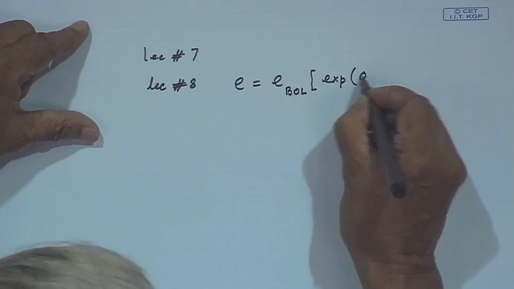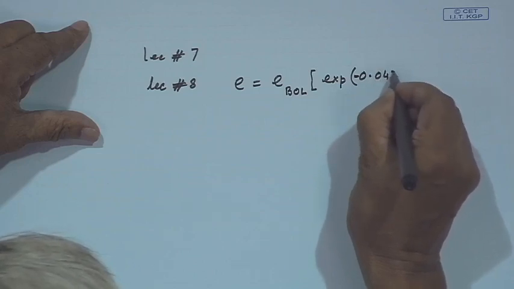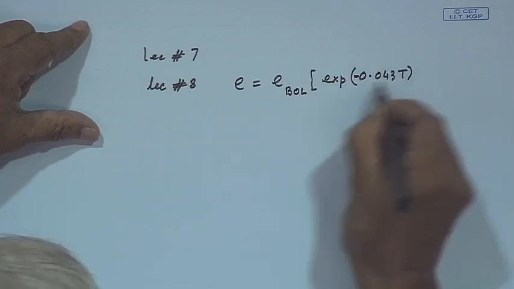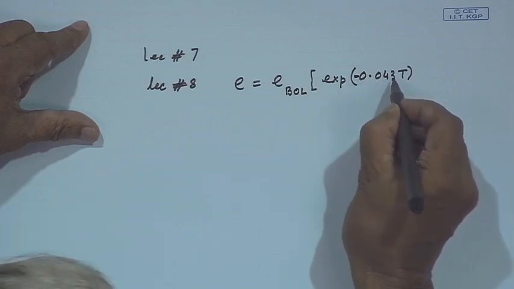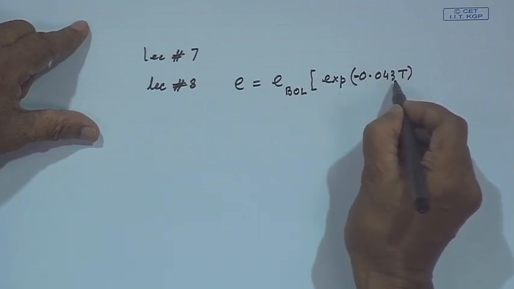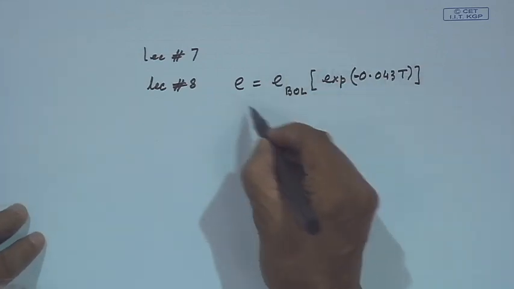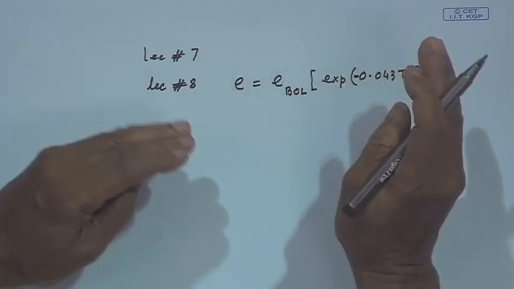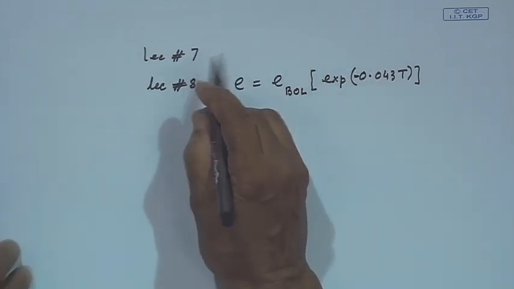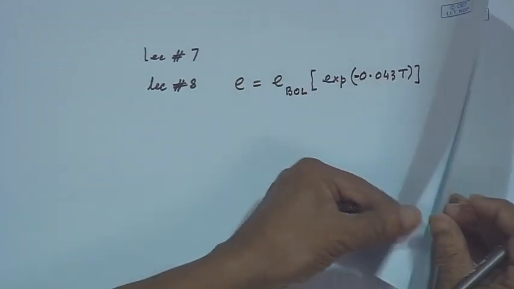minus 0.043 t. In the slide it was shown as minus 0.43, where the 0 was missed. The correct expression is 0.043 t. Here t is the number of years in the orbit. So please correct that expression. It is in lecture number 8, around 18 seconds from the beginning, and in lecture number 7, the accuracy should be treated as a resolution in the tracking. With these two small corrections, let us go to the assignments.